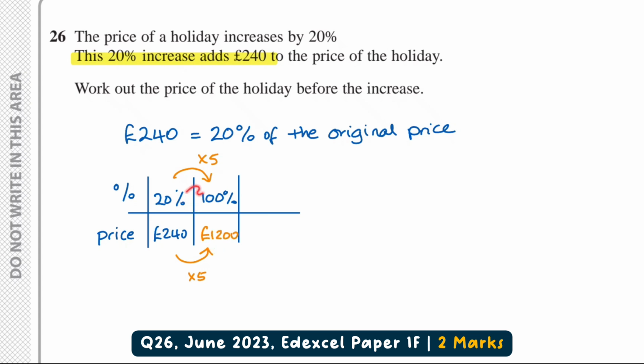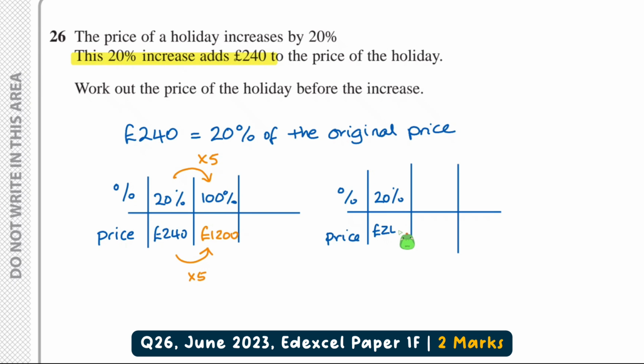Now, if you're not sure how many 20s go into 100, you can break this down further. So on this table here, we're going to start again with what we know. So we know 20% is £240. Then we can find 10%, and then we can use that to work out 100%.